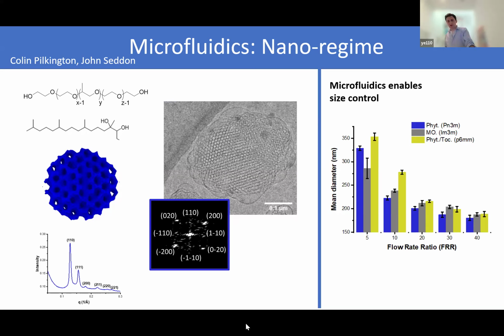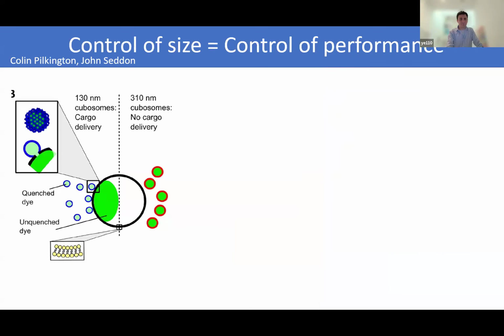And that's what you see on the right here. You see, by changing the flow rate ratio, so the ratio between the different inlets, the streams, you can control the diameter. So you can see here, this blue, you can go from 320, let's say, to 200 and something of this phase. You control the diameter. So you might think, who cares? You've gone from 300 to 200. That's not a very big difference. But actually, at this length scale, it makes a huge difference to how they behave.